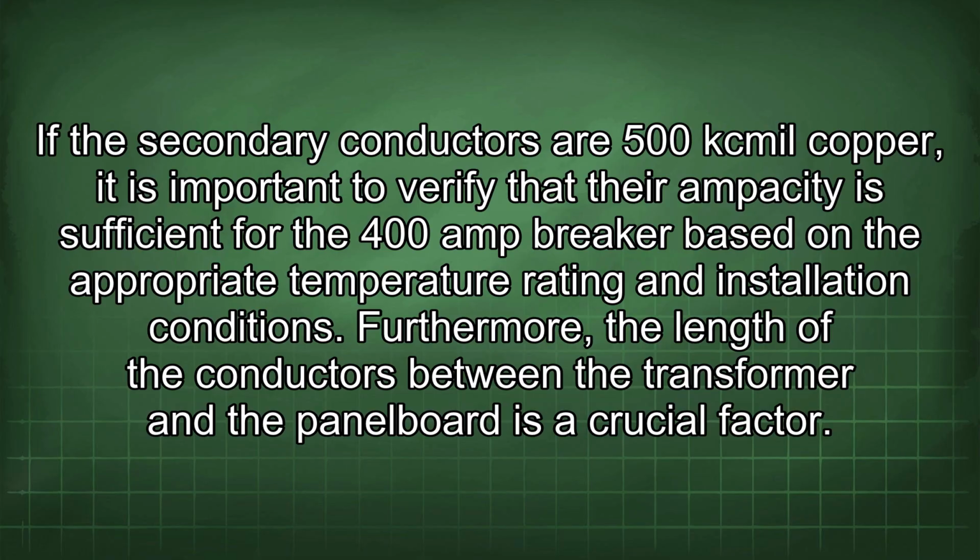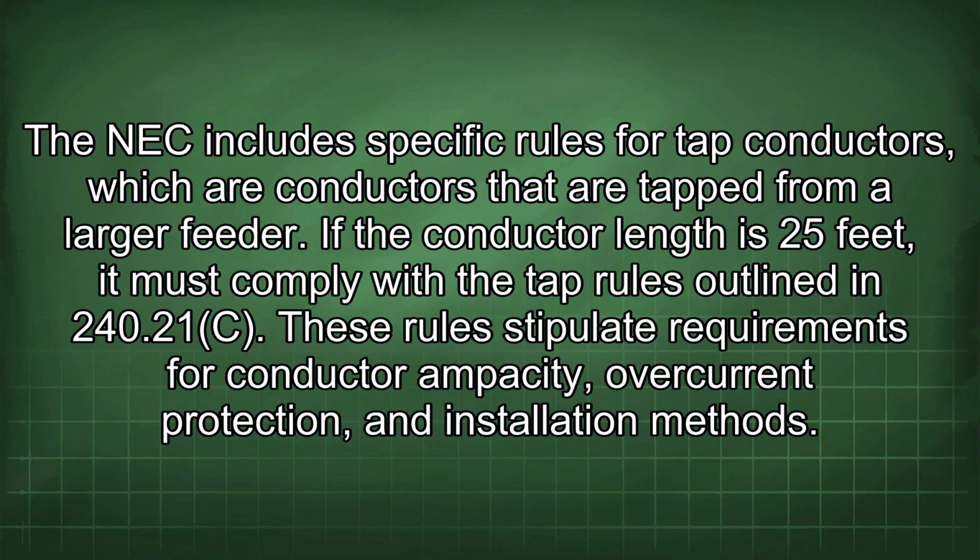Furthermore, the length of the conductors between the transformer and the panel board is a crucial factor. The NEC includes specific rules for tap conductors, which are conductors that are tapped from a larger feeder. If the conductor length is 25 feet, it must comply with the tap rules outlined in 240.21(C). These rules stipulate requirements for conductor ampacity, overcurrent protection, and installation methods.